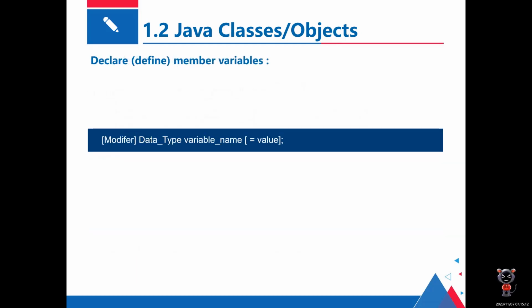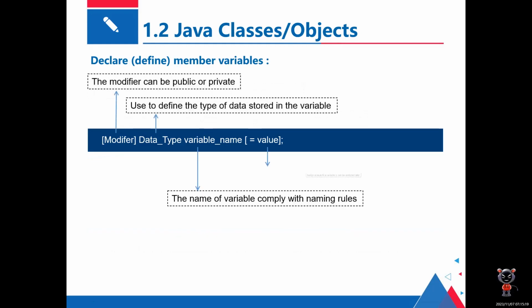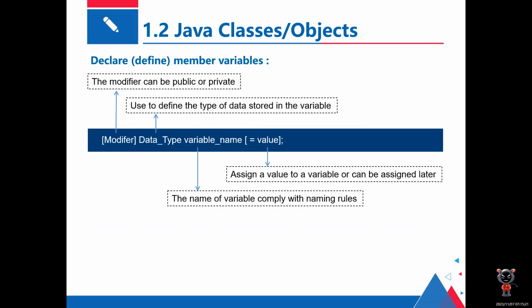In order to define member variables, we have to define a modifier, which is also public or private. We need to define the data type for the member variable, such as int or String, and then the variable name based on naming rules. And then we can assign a value to the member variable.